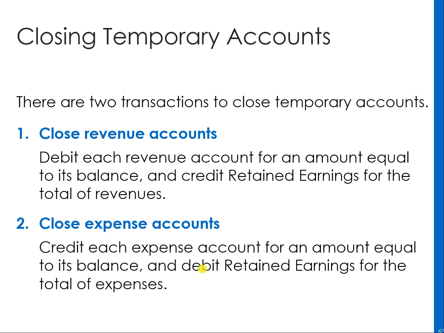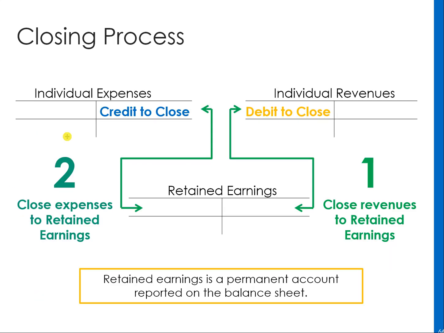To close the expense accounts, because they have a debit balance, I'm going to credit all those expense accounts and debit retained earnings. So all the numbers flow to retained earnings. And this shows the process of closing. So the numbers will flow to retained earnings, and they're going to zero out those temporary accounts. Retained earnings is a permanent account on the balance sheet.